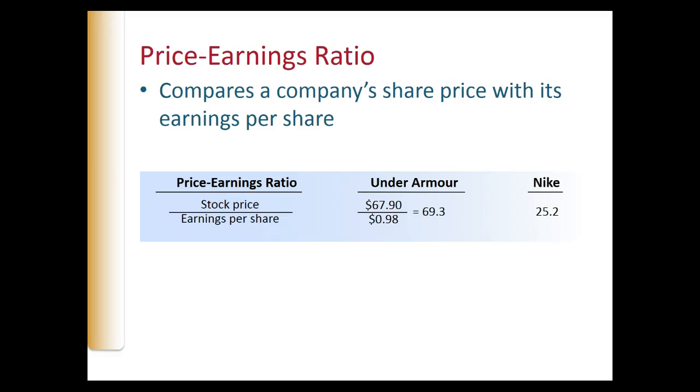At 69.3, Under Armour has a huge, high PE ratio. It looks as though, at least at this point in time, investors are more optimistic about Under Armour's future earning potential than Nike's, as shown by the price which they're willing to pay for Under Armour stock.